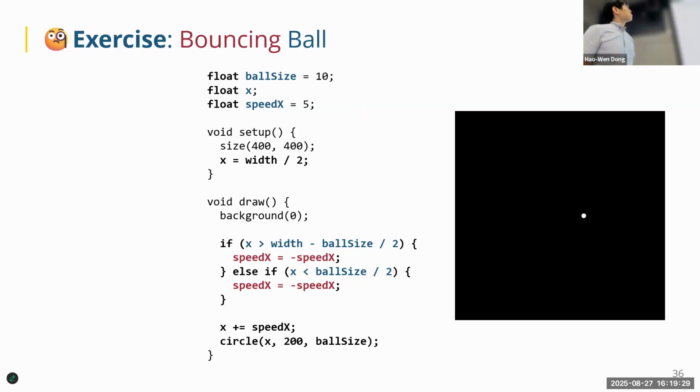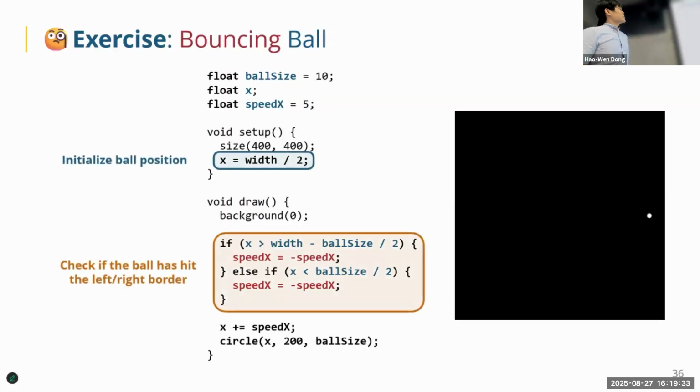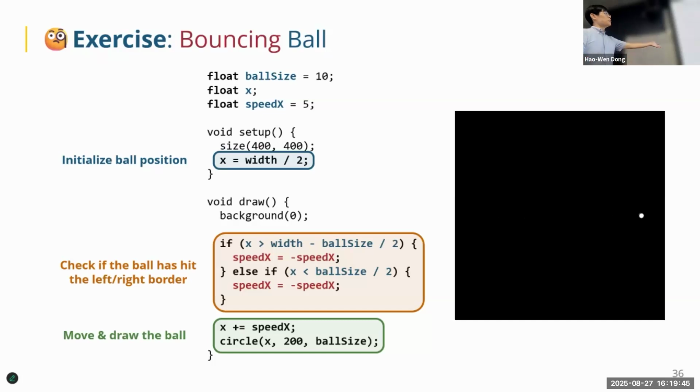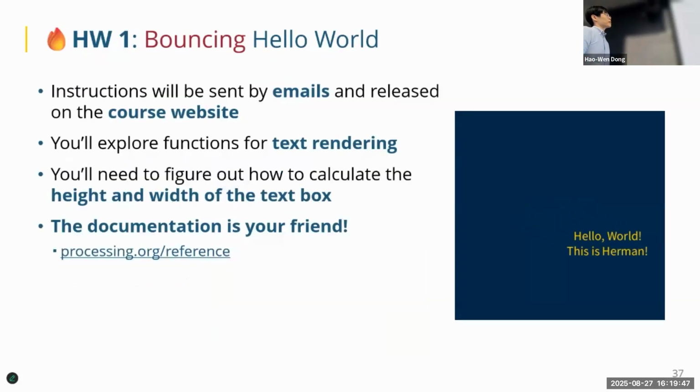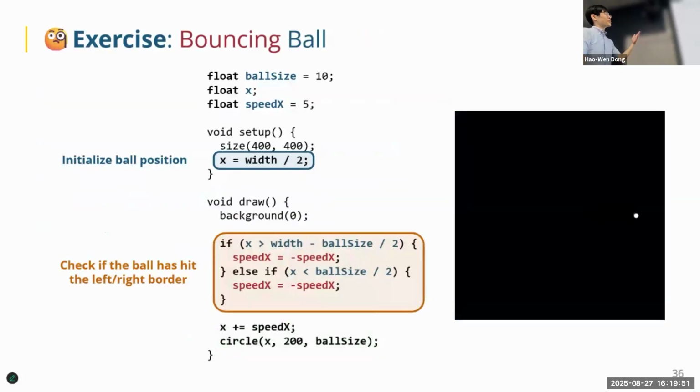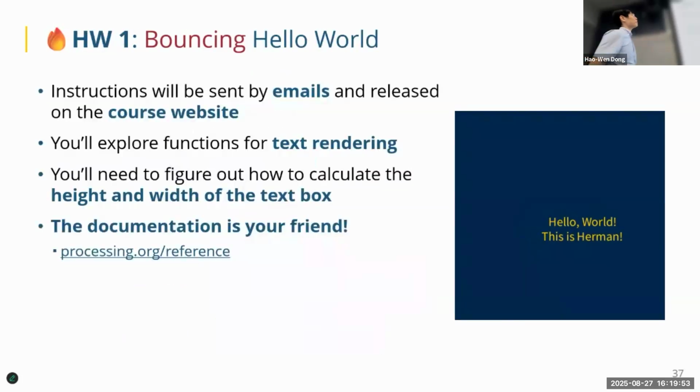So that's the first exercise. Second exercise. Initialize ball position, check if the ball has hit the left and right corner. If so, then you just reverse the direction that the ball is moving. And then you move and draw the ball. So this is usually how you do it. And so for homework one, even though it looked a little bit different, basically you want to do the same thing, but now it's in the 2D case.